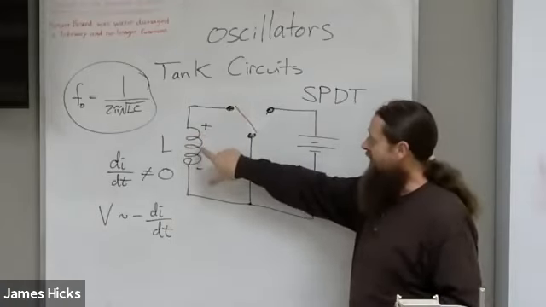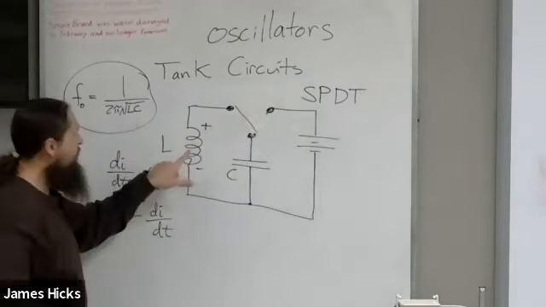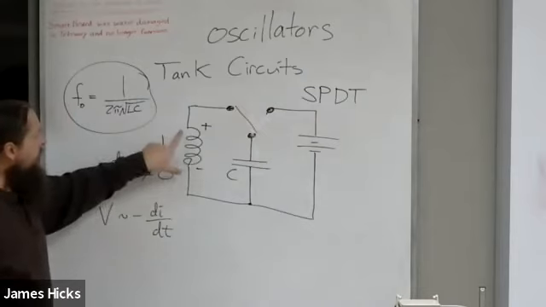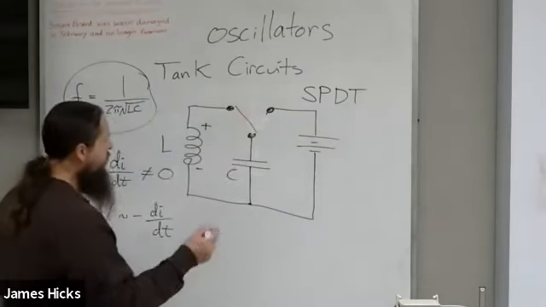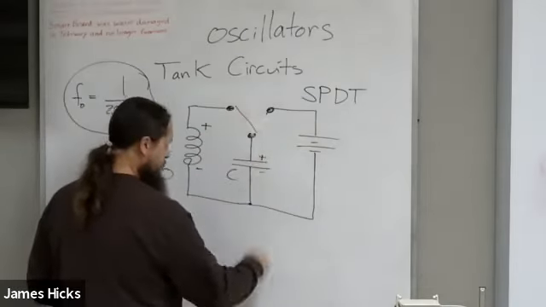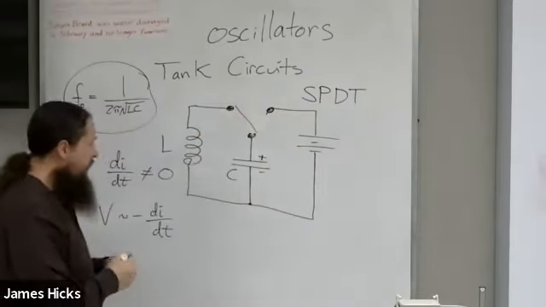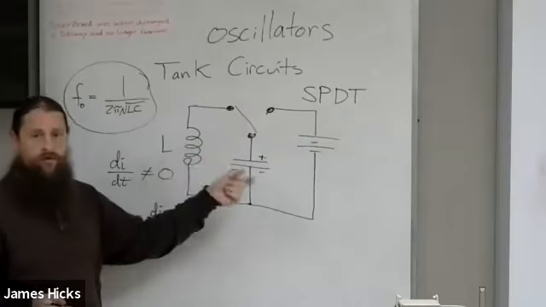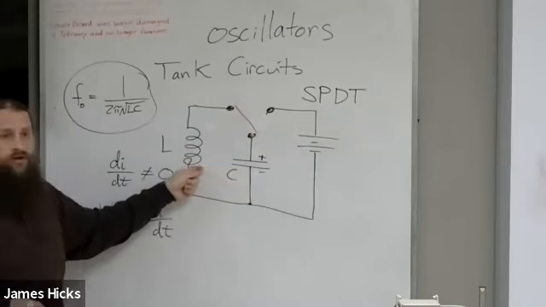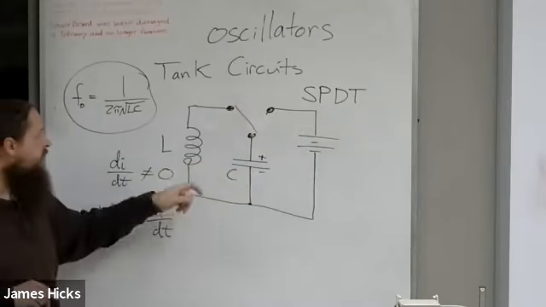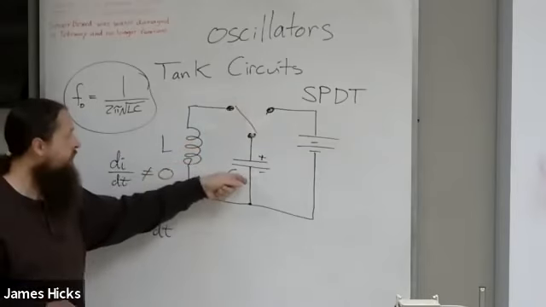So the collapsing magnetic field is going to make this inductor charge the capacitor back up. And that's going to happen back and forth and back and forth. The capacitor charges up, discharges into the inductor, which effectively gives the inductor some voltage, and it will discharge that voltage back to the capacitor.